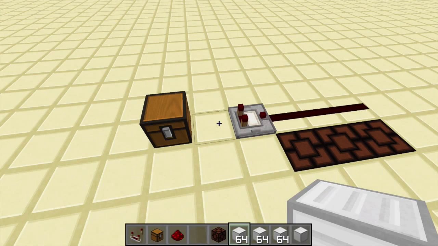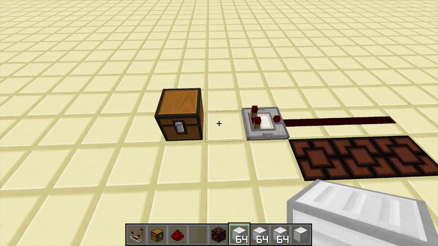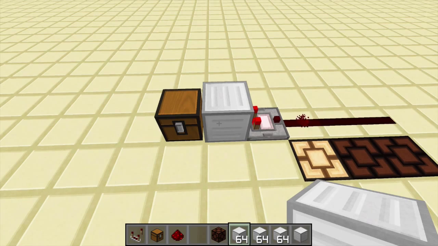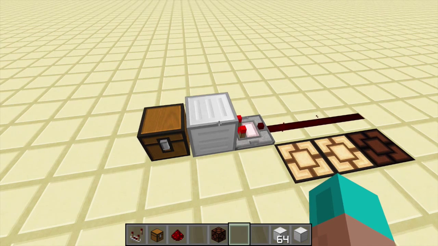What's pretty cool is that it also works through a block. That means if I have a chest here filled with items and a comparator here, I can place a block between these and I will get my output. And this output still depends on the amount of items in the chest.